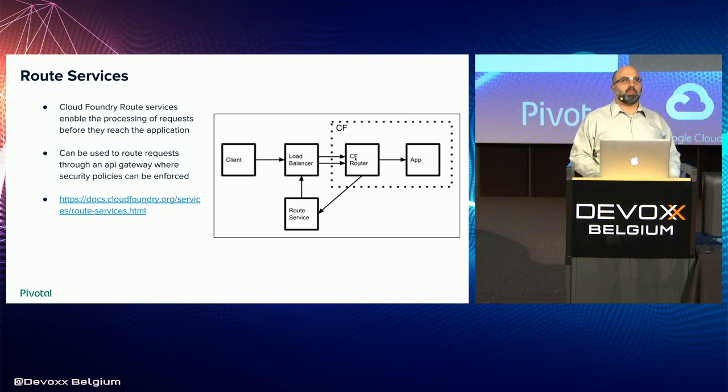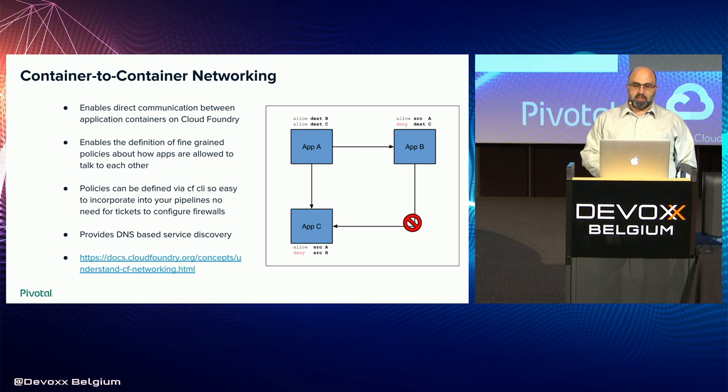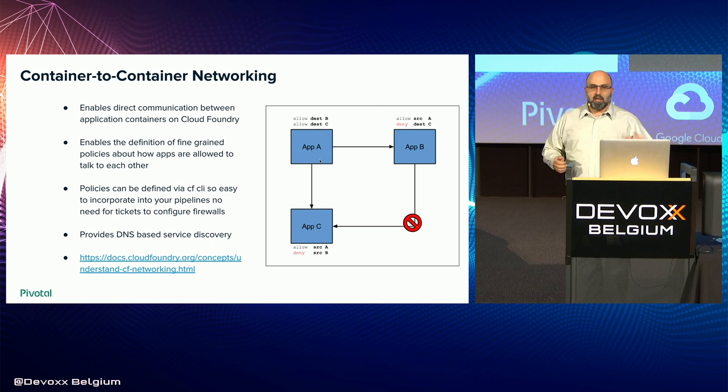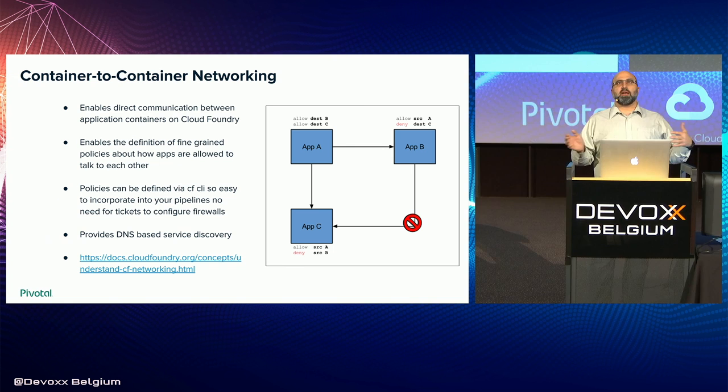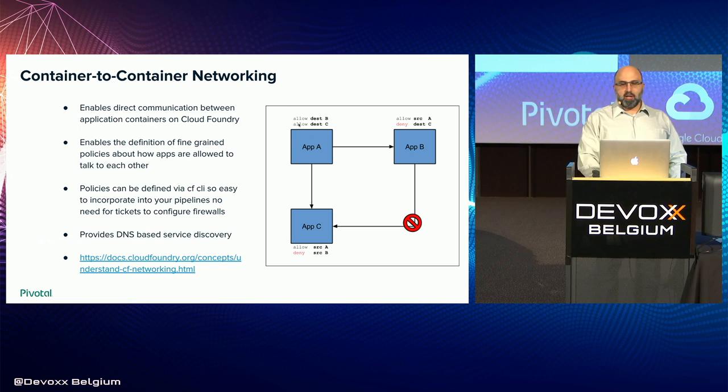Pattern number two that you can do on platforms is what's called container-to-container networking. In this pattern, by default, when I launch a Linux container that's running my app on Cloud Foundry, nobody's allowed to talk to anybody. You can only receive requests from the outside world, process those requests, and return them. So you can ask Cloud Foundry for things like, hey, application A should allow calls out to destination B, and on B you have to say, I'm allowing requests from application A.